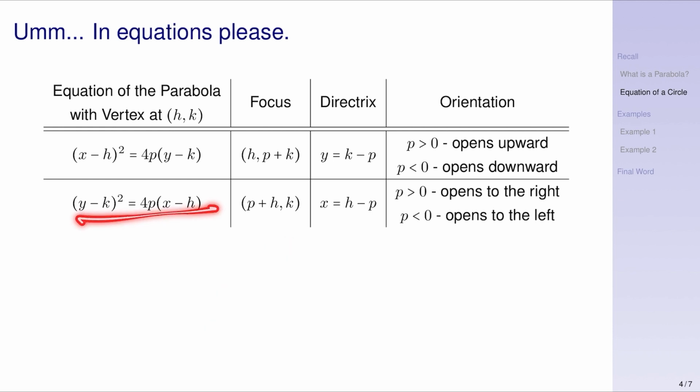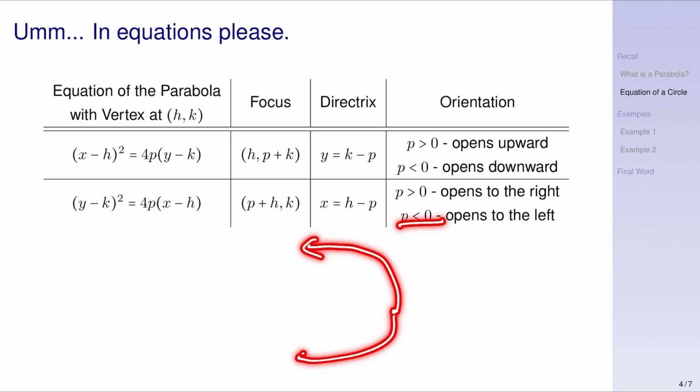Next, for the second case, we expect it to be oriented horizontally. So if p is greater than 0, or it is positive, it opens to the right. It looks something like this. And if it is less than 0, it would look something like open to the left. Please remember this orientation, since it would be really important later on.